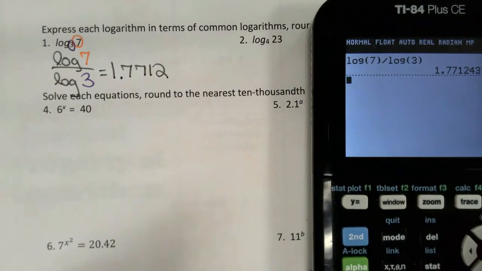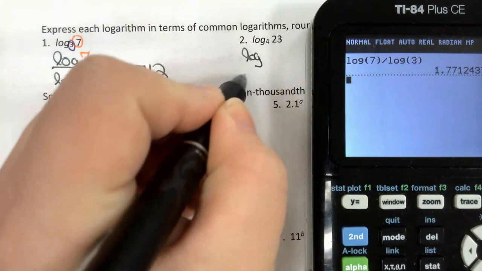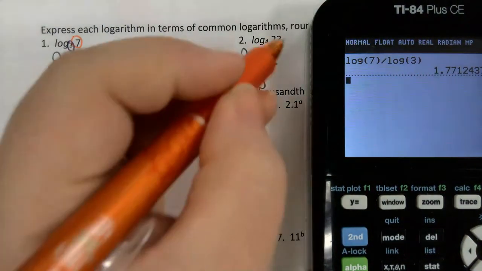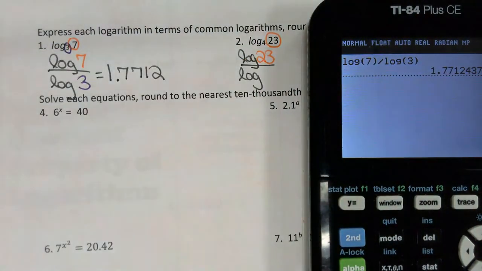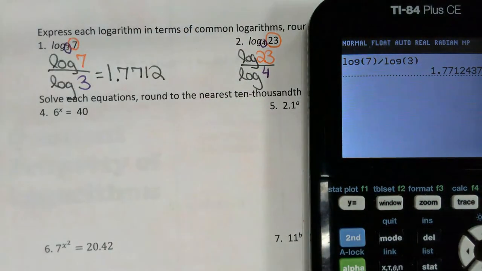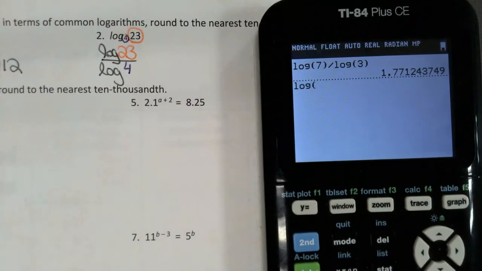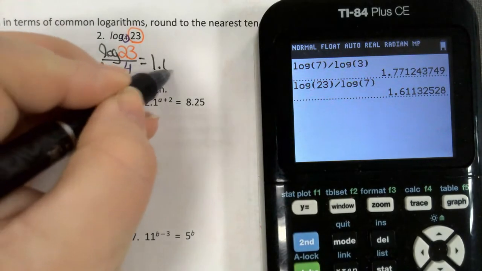Let's do it again. Log base 4 of 23. I don't know that off the top of my head, so I'm going to have two logs, one on top, one on bottom. And I'll have my attic number, and I'll have my basement number. So I can type into my calculator, log of 23, close your parentheses, divided by log of 7, close parentheses. And we get 1.6113.